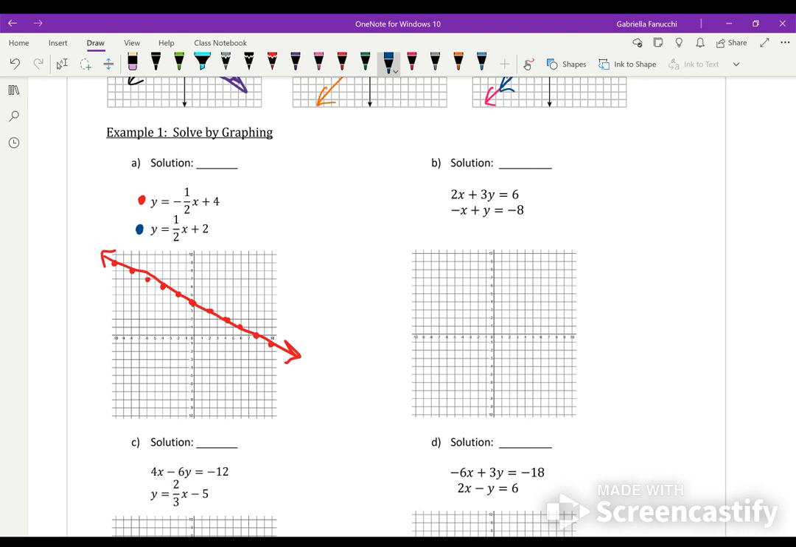Blue line is going to be 1/2 x plus 2. So I'm starting at my y-intercept of +2, and I'm going up 1 and over 2. Okay, so we can see where our 2 lines intersect, where they cross. That is going to be our one solution. So this point right here, that is (2, 3). So our solution is (2, 3).